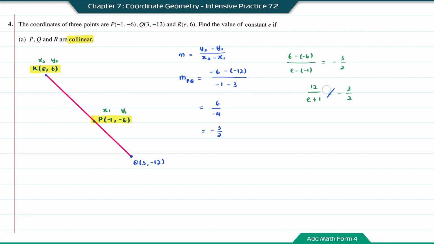Using the cross multiplication method, 3 times e plus 1 is equal to 12 times negative 2. After expanding, we get 3e plus 3 equal to negative 24. So 3e is equal to negative 24 minus 3. So e is equal to negative 27 divided by 3. So the value of e is equal to negative 9.